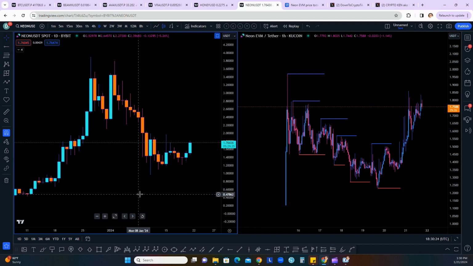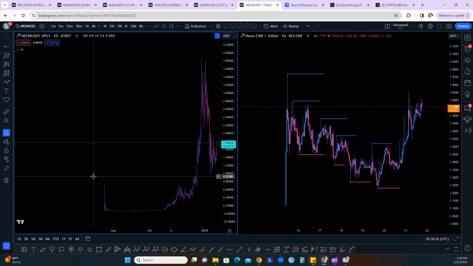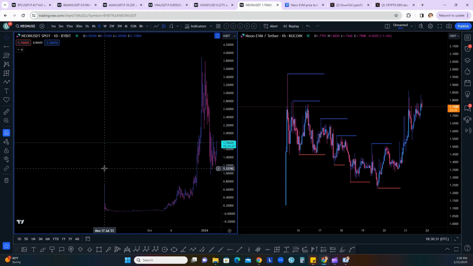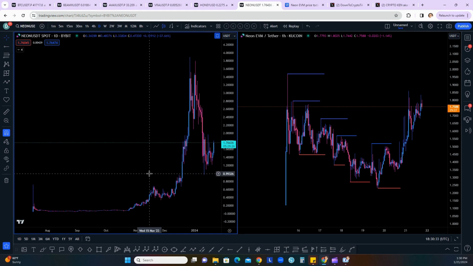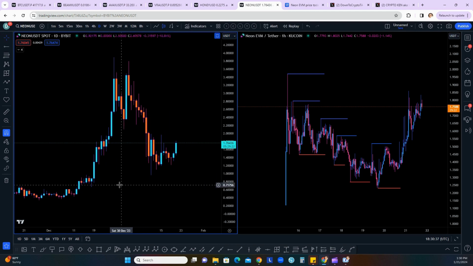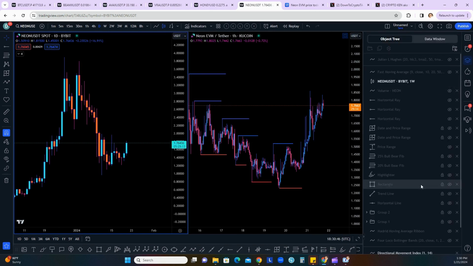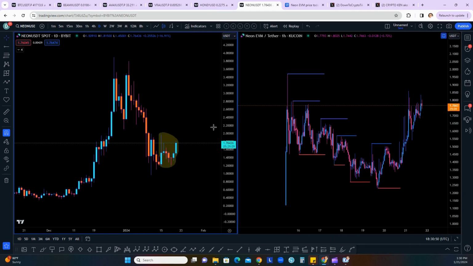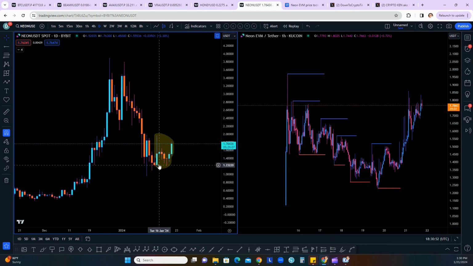I think the low for Neon was about 5 cents. Yeah, 5 cents was the low for Neon, and the high was $3.90 there. So this Qcoin chart right here, this is basically what you're looking at. You're looking at this right here.